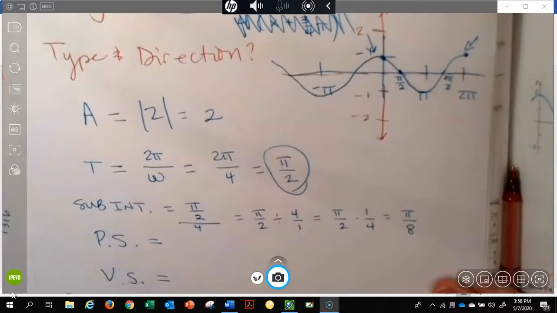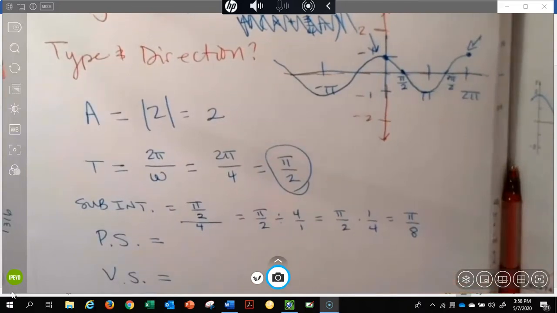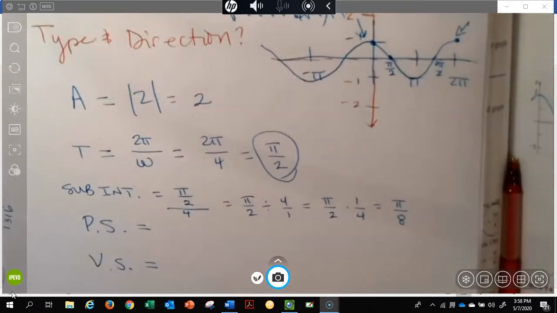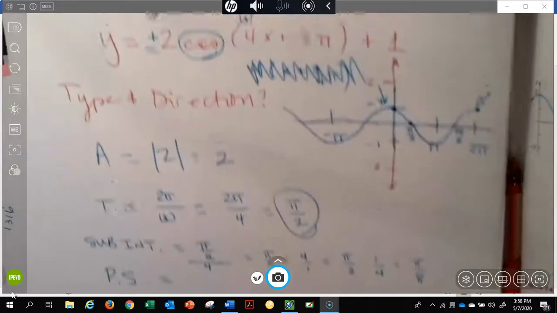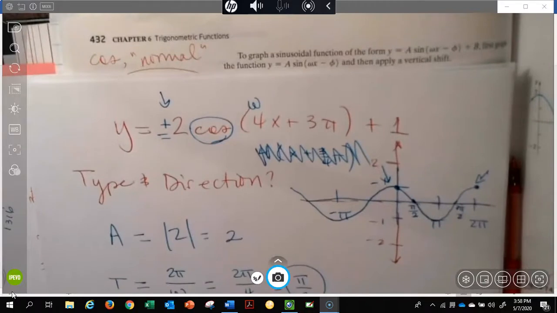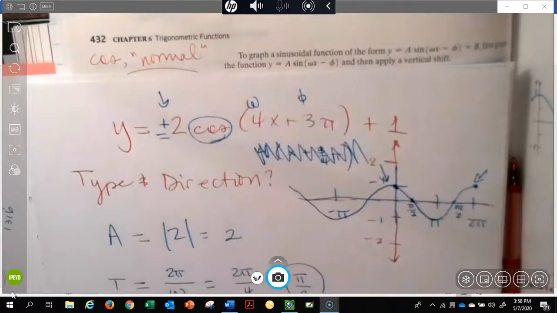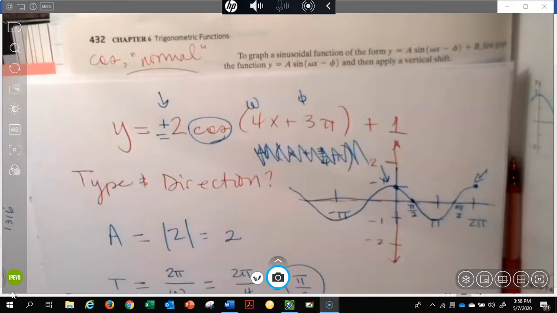Phase shift and vertical shift. So on phase shift and vertical shift, I need two things. And this is where sometimes people will miss these on the test, because I need two things. I need a direction and I need a number. So the phase shift we found is going to be phi divided by omega. Phi divided by omega. But phi was weird.